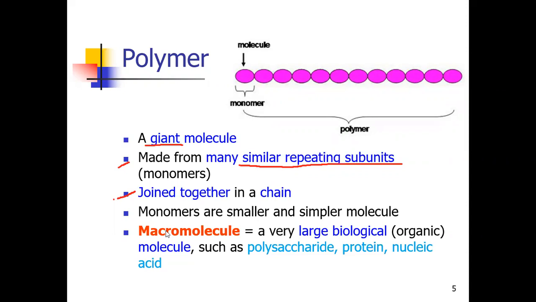Now, when you come across the word macromolecule, macro stands for big, and molecule is a molecule. So macromolecule is a very large biological molecule, which is an organic molecule. For example, polysaccharide, protein, and nucleic acid. So these three are classified as macromolecules.